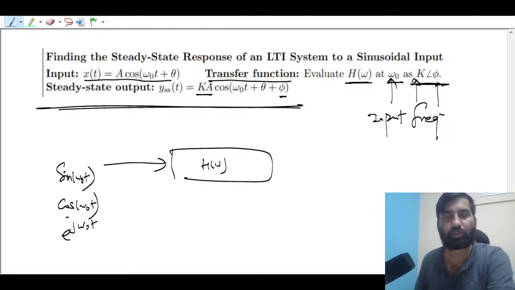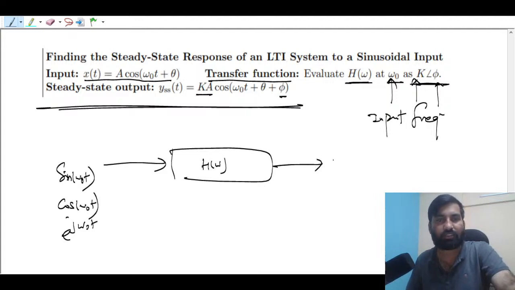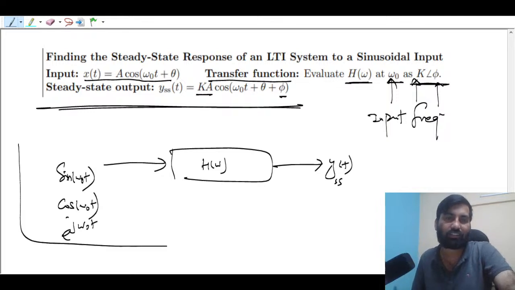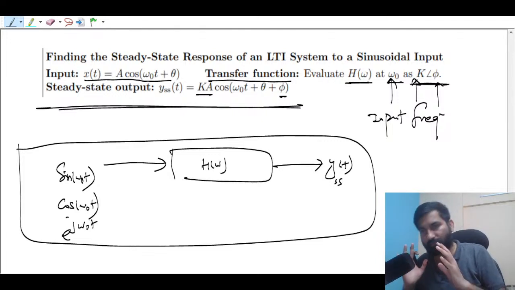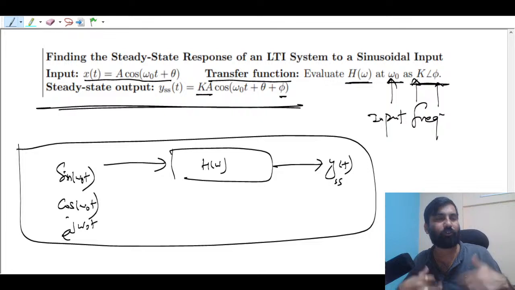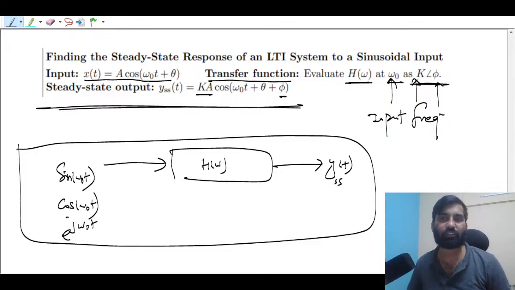This should be H of omega. I mean, you have to find H of omega by finding the Fourier transform, and this will give you the output. This is nothing but steady state analysis. So remember, the amplitude has to be multiplied by some constant K, right? You have to find the K by finding the magnitude, and the phase has to be added, right?